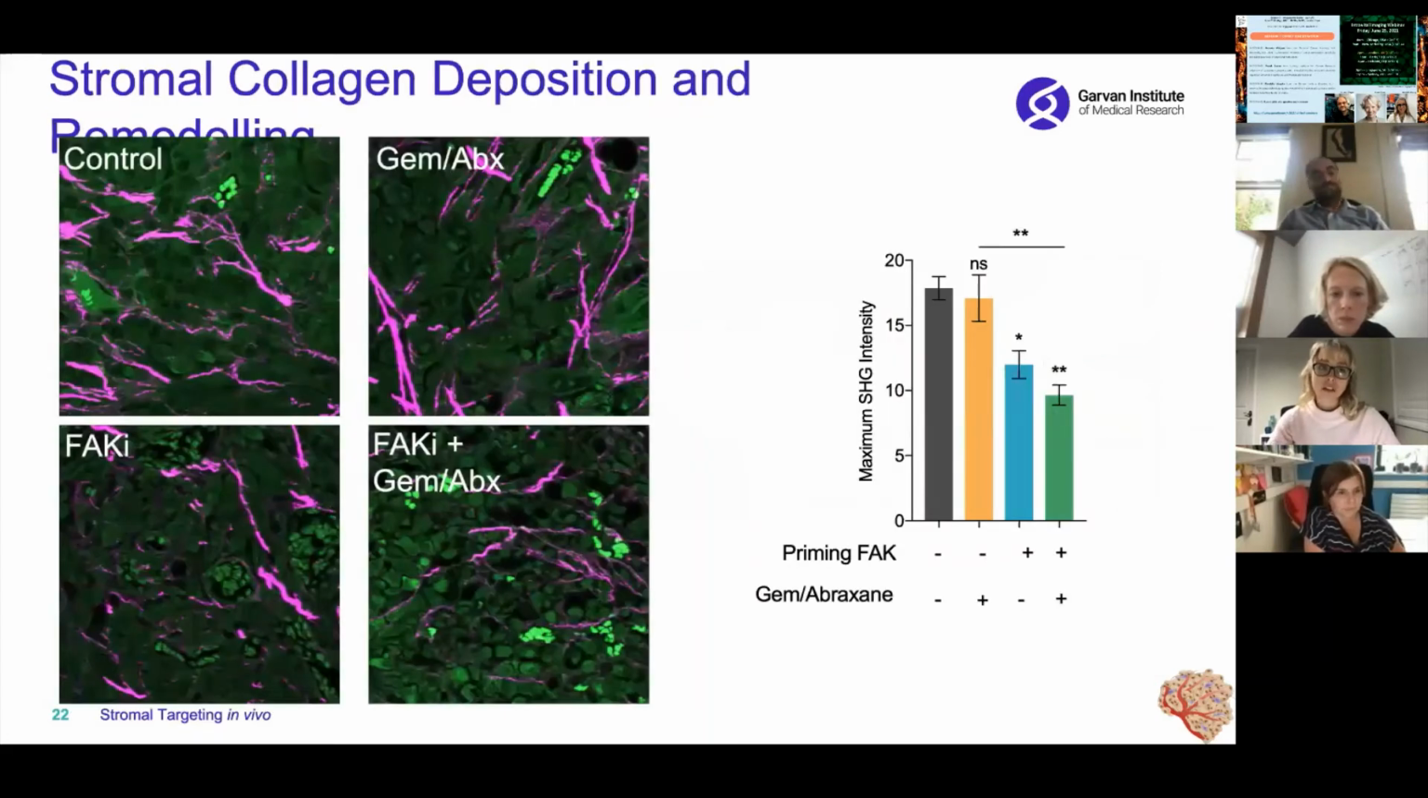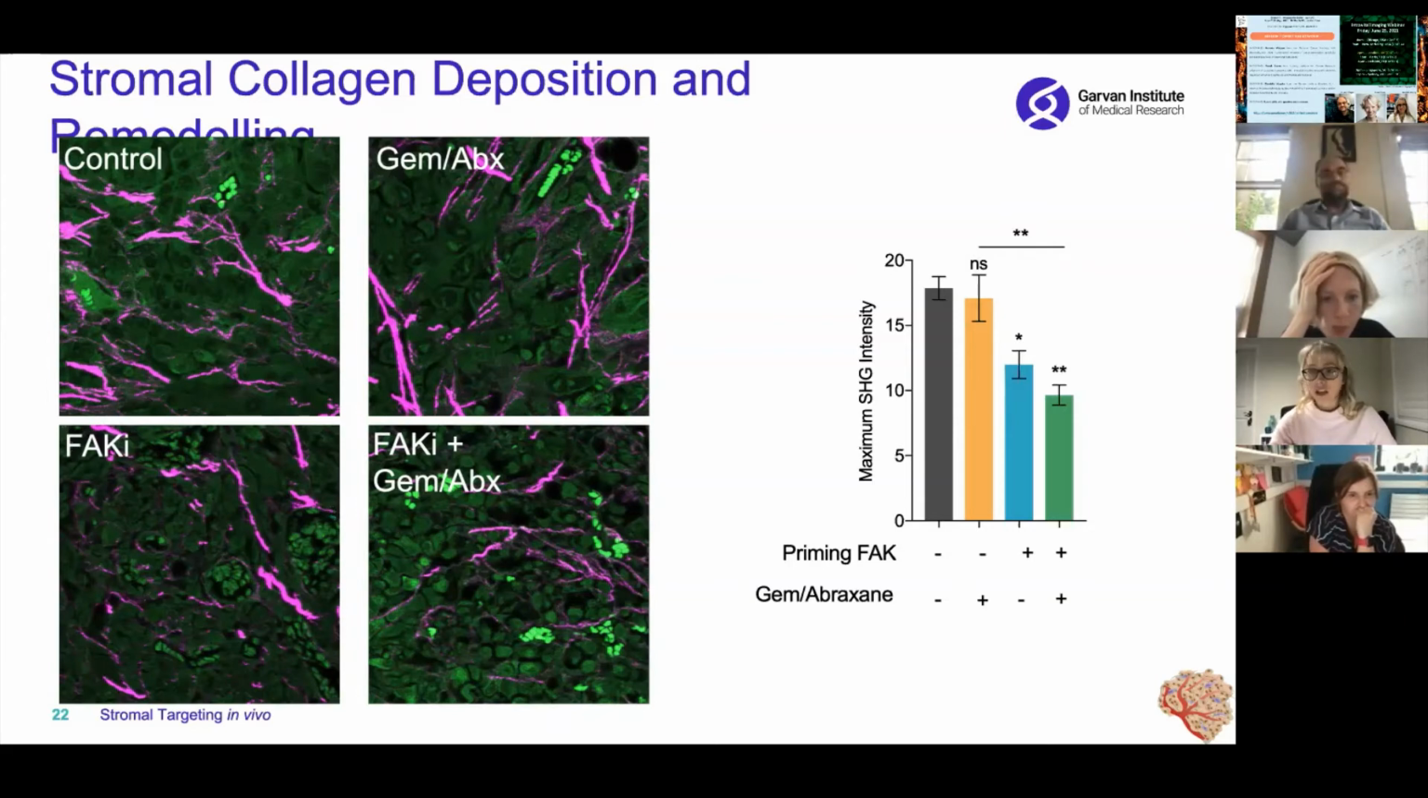Now, we first looked at the levels of collagen within these tumours, and as we can see here in our control and chemotherapy only settings, there's a large fibrotic reaction within these tumours. Now, it's not full fibrosis. These tumours are only 9 days old, so it's only a little bit. However, when we treat with our FAK inhibitors alone or prior to chemotherapy, there's a marked reduction in this fibrotic reaction.